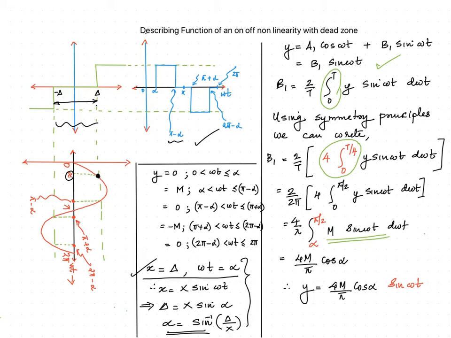This results in 4M by pi cos alpha. Hence we can write y is equal to 4M by pi cos alpha sin omega t. In this case, 4M by pi cos alpha is the maximum value of the fundamental component of the output signal. For a given waveform and for a given dead zone, alpha will be a constant. Hence, 4M by pi cos alpha is a constant value.